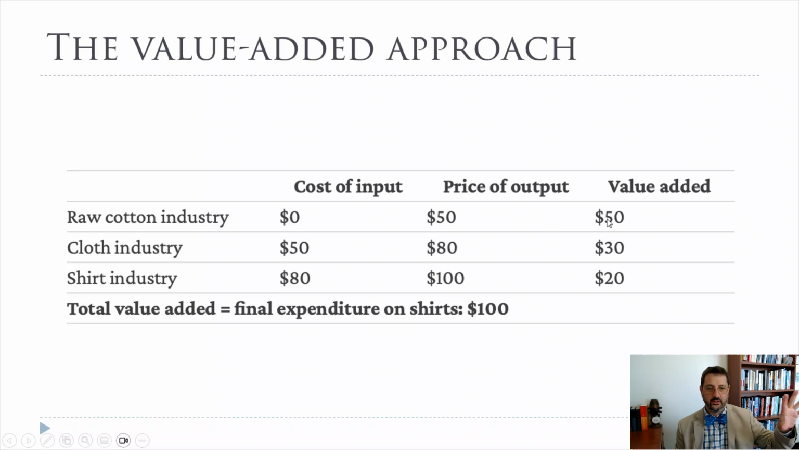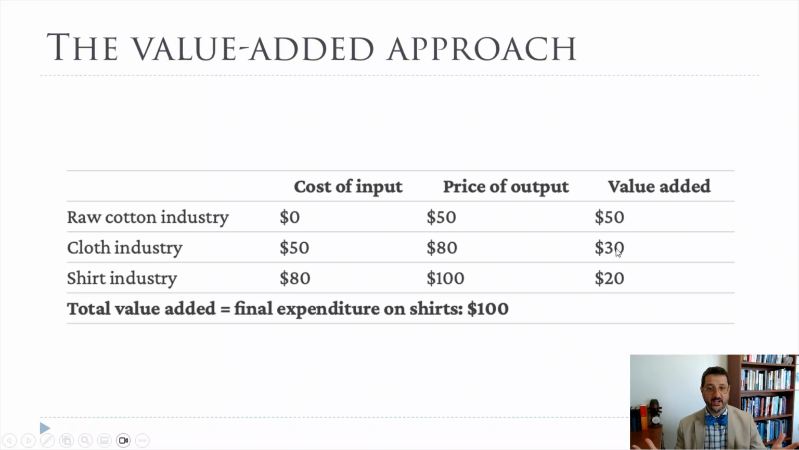Now they sell their cotton to the cloth industry. The cloth industry takes that cotton and spins it and weaves it and turns it into cloth. And so then they sell that cloth for $80. But their value added is not 80. It is 80 minus the $50 that they paid for the cotton, and so that's $30.